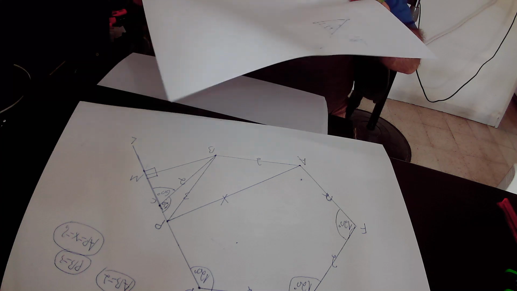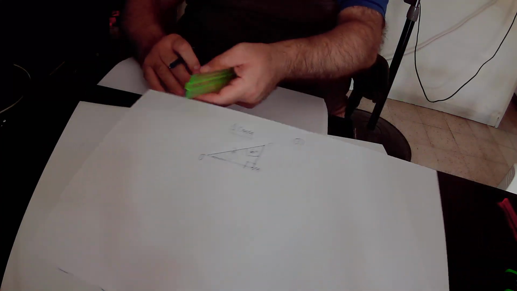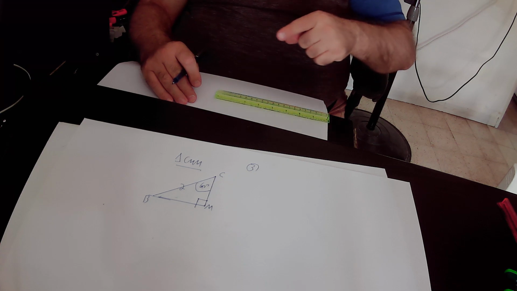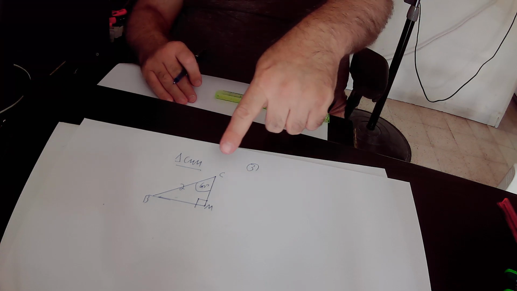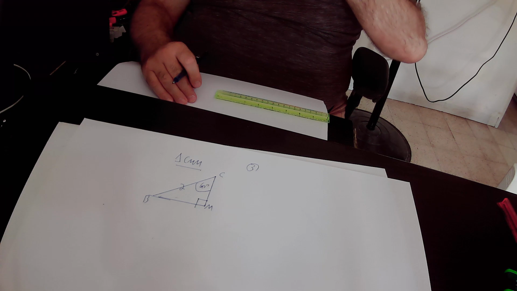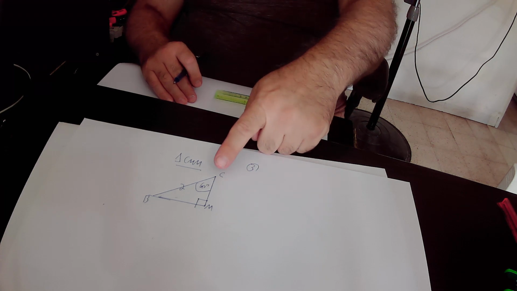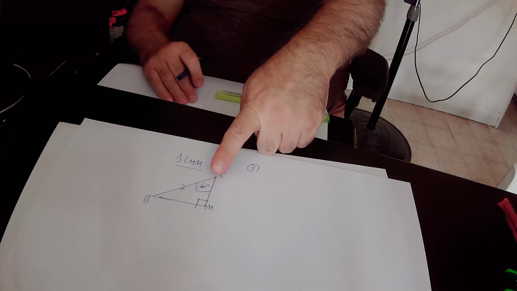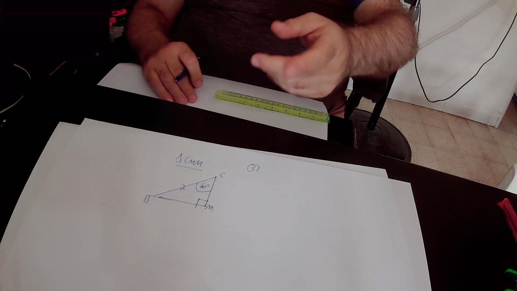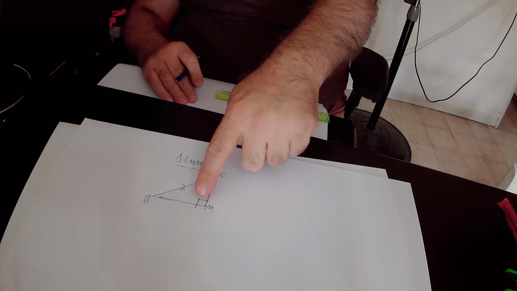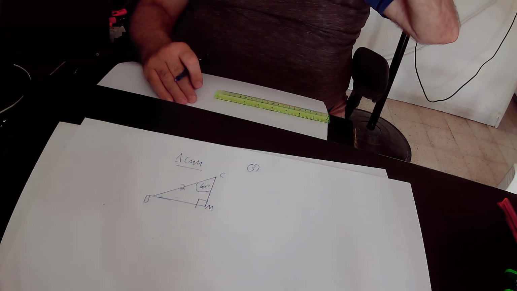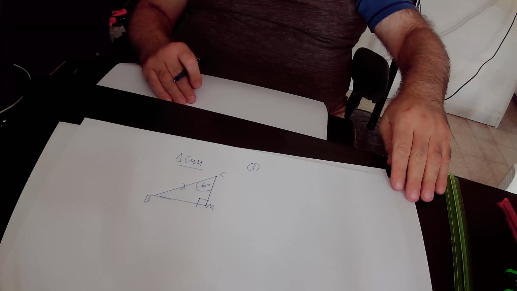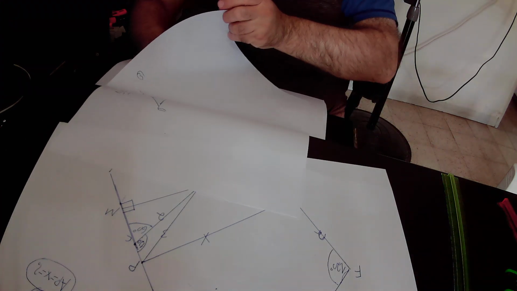This is the right triangle CBM that I copied from the original drawing. The hypotenuse CB equals 2 units. Angle BCM equals 60 degrees according to rule number 1, and this angle equals 90 degrees according to our construction.